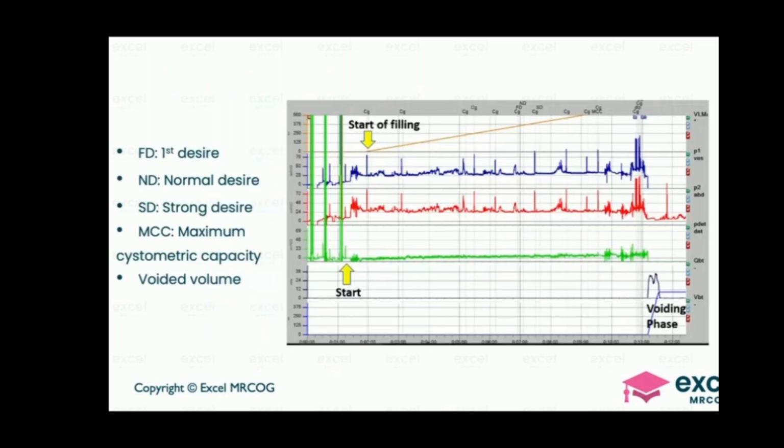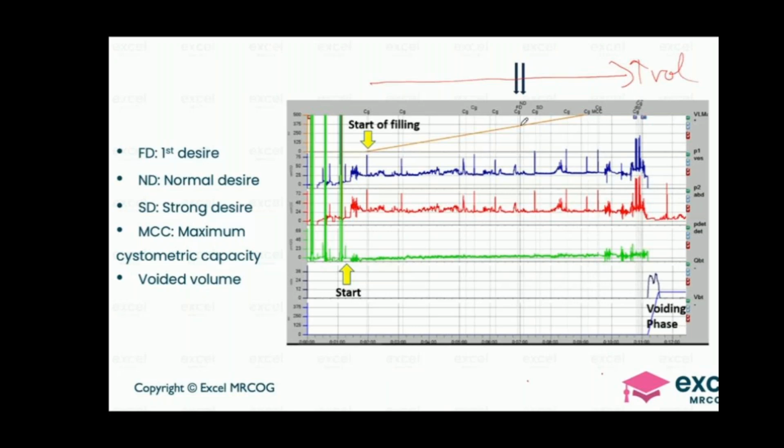So here you can see the first desire. That's shown as FD on top. Can you see that? First desire for filling. Then you have the normal desire. This is how the bladder fills, increasing in volume. So initially you have the first desire, and the first desire is felt here.